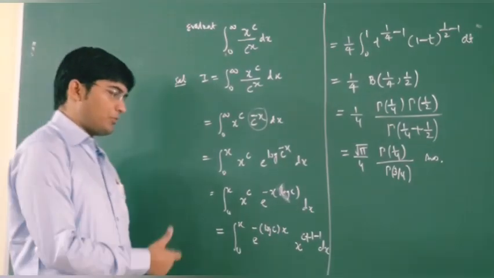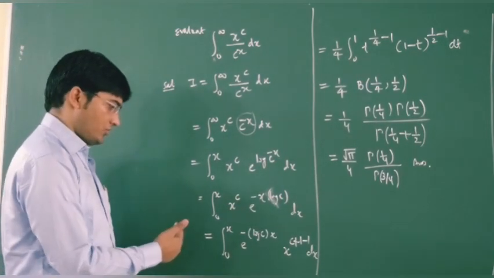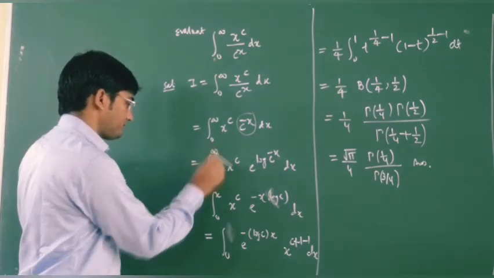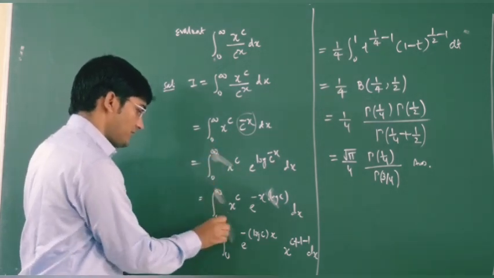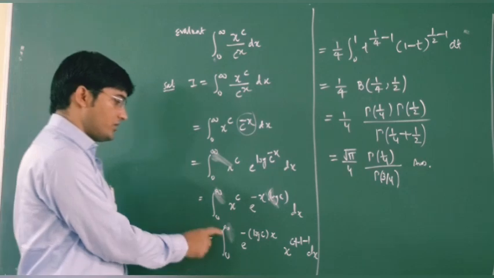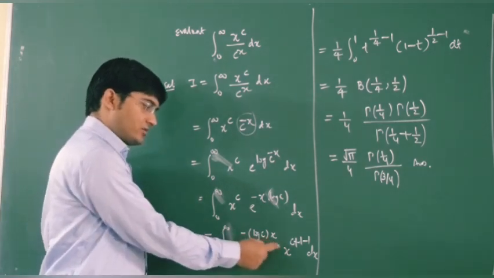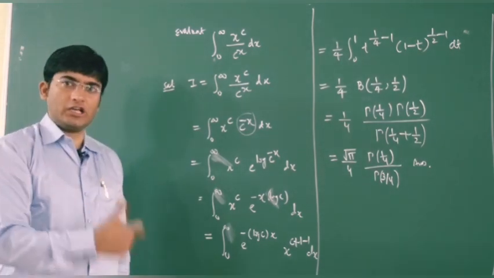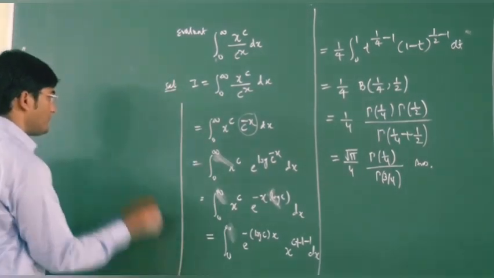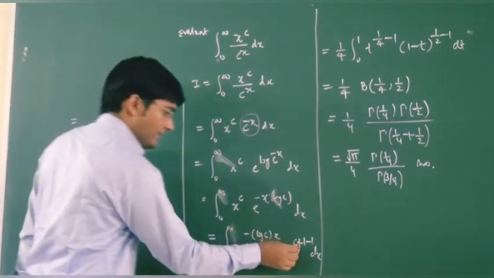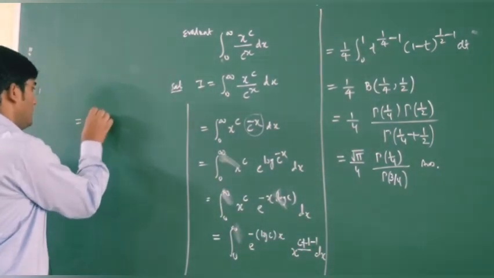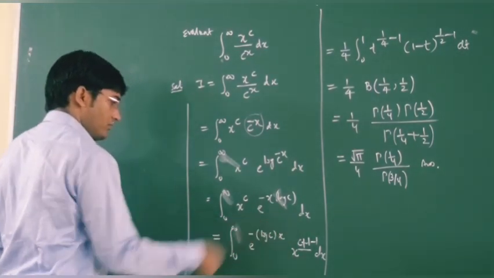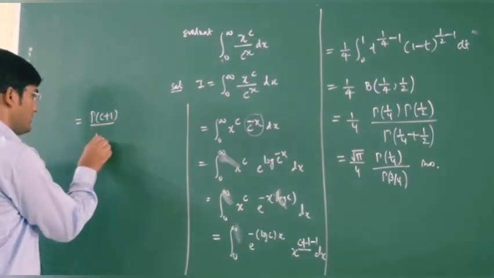Now in my previous lecture I gave you the formula for integral 0 to infinity. I gave you the formula for integral 0 to infinity e to power minus kx into x power n minus 1 dx, and this was gamma n upon k to power n. So this is equal to gamma n. Now your n is c plus 1, so gamma c plus 1 upon k, where k is the multiplier of x. So this is log c power n.